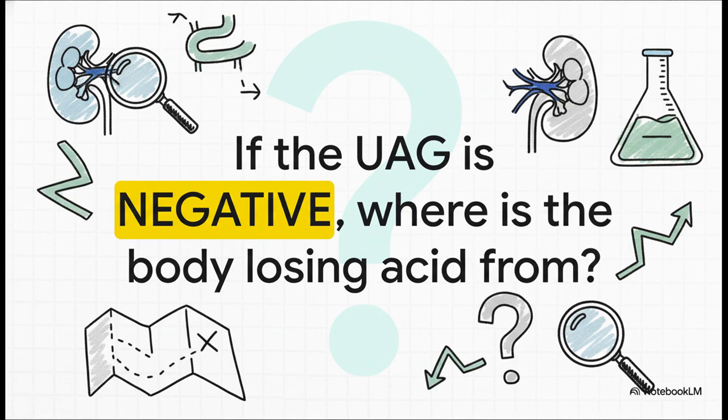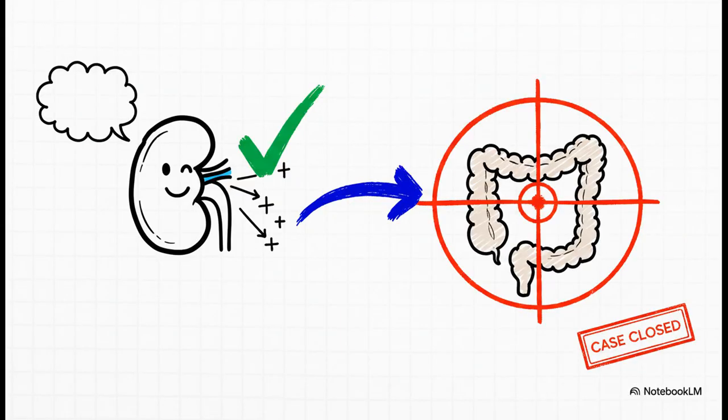Okay, so this brings us to our first major turning point in the case. We run the UAG test and the result comes back negative. What in the world does that tell us? Where's the real crime scene if it's not the kidney? Well, a negative UAG is an incredibly powerful clue. It totally exonerates the kidneys. It tells us they're responding perfectly, dumping tons of acid just like they're supposed to.